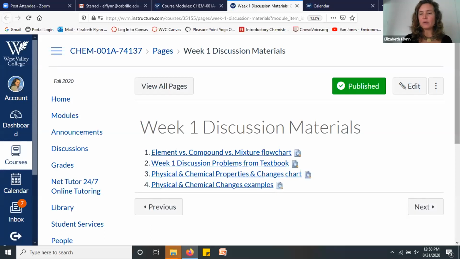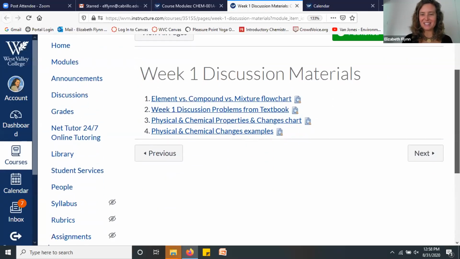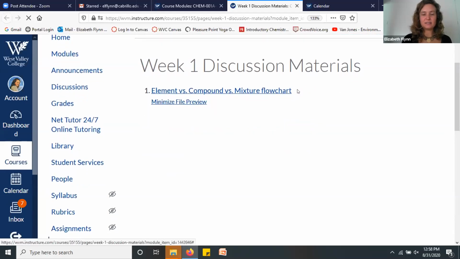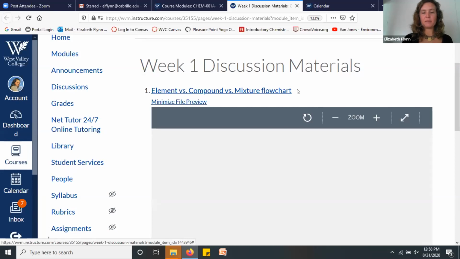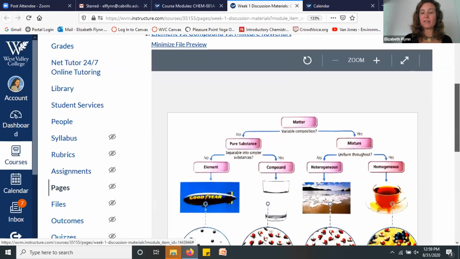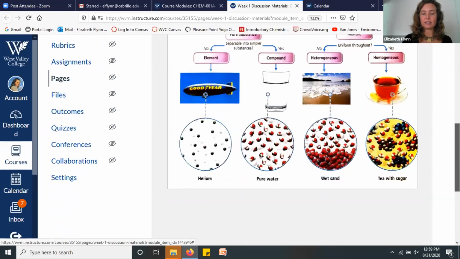Sorry about that. You actually did have it available today, so I did post it. What we just went over was this one here, the element, compound, mixture chart. So you have that available to you on Canvas.